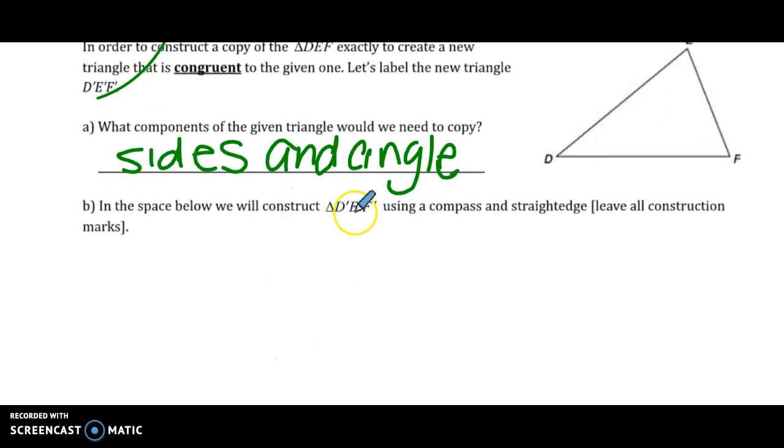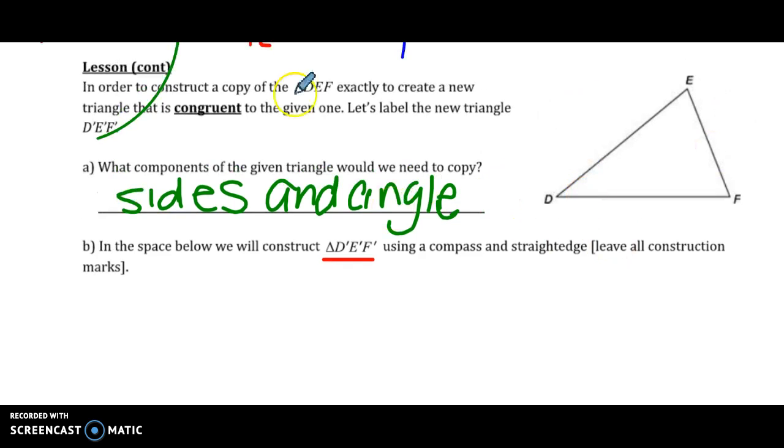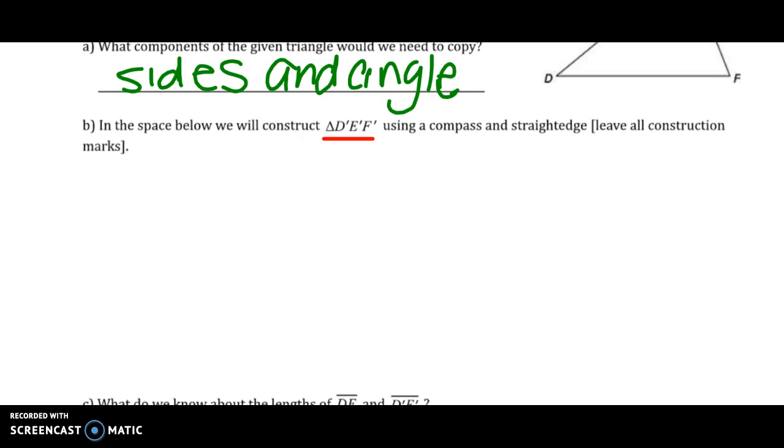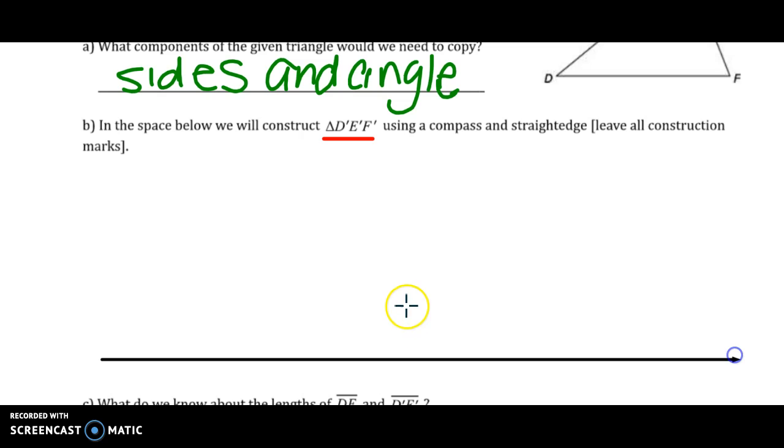So in the space below, we will construct a triangle DEF using the compass and straight edge, leaving all construction marks because that is our work, that is congruent to this original triangle. So our first step is to draw a ray, and we like to make it nice and long.